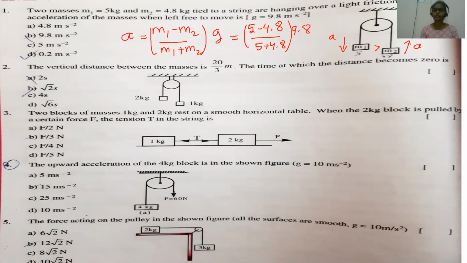So simplify this, children. 5 minus 4.8, how much? It is just 0.2, divided by 5 plus 4.8, which is 9.8, into 9.8. Now you can cancel the 9.8 and 9.8. So what is left is your acceleration, that is 0.2 meter per second squared. I hope this is clear, children. This is your answer. Option D is correct for the first question.